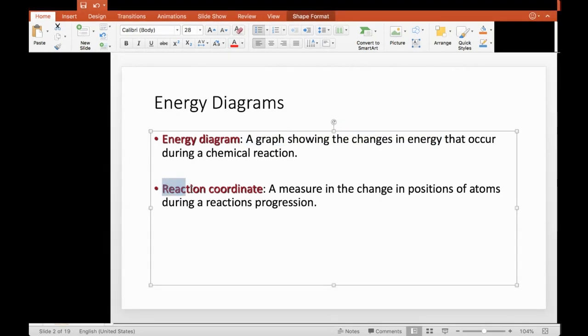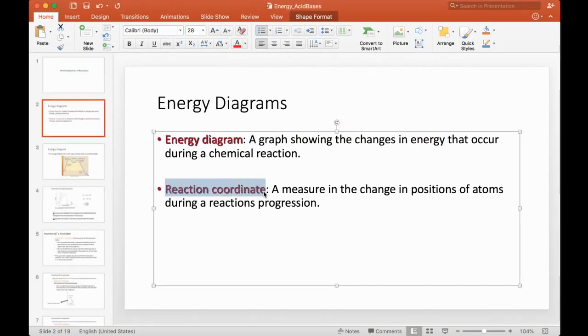In the x-axis, as I said, we have the reaction coordinate, which is basically a measure of the change in the position of the atoms during the reaction's progression. So the energy of the reaction evolves depending on the change in the structure of the molecules, the new bonds that are being formed, the bonds that are being broken, and that's how we track any reaction, not only in organic chemistry, but in any chemical reaction.